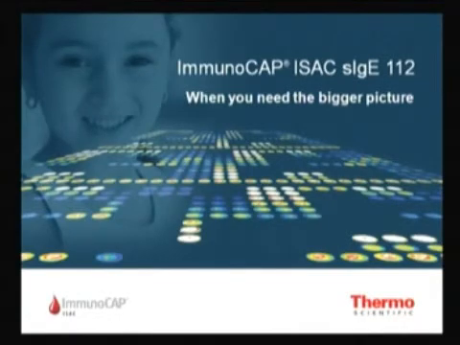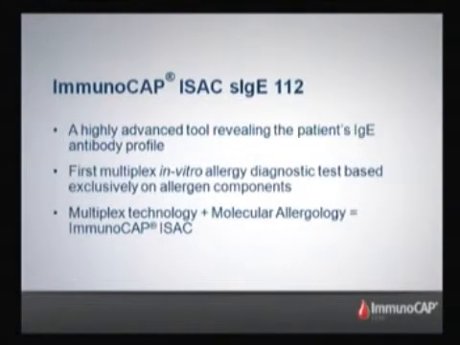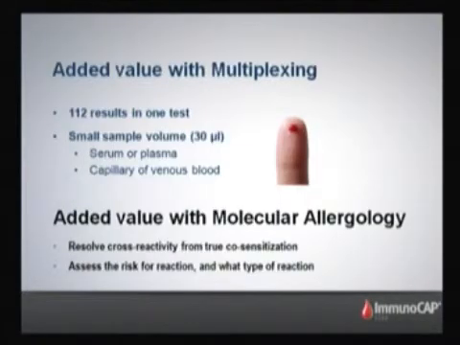Now, a few words about the ISAC for specific IgE. It's another type of approach. We have a microarray, and on this microarray we have put 112 components. I think it's a highly advanced tool for revealing profiles of specific IgE. It's based on multiplex technology, and we only use proteins in there. Multiplexing does not work when you use crude extracts. You really need to use specific proteins.